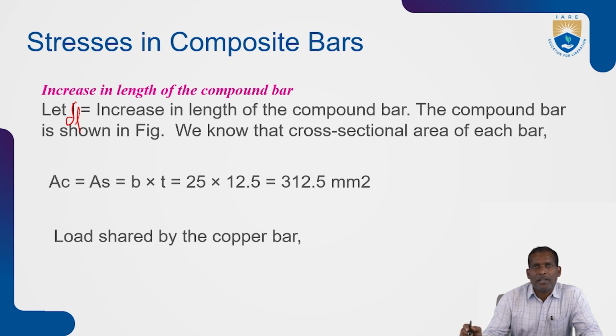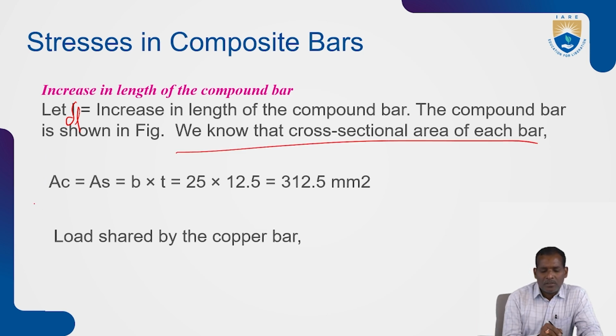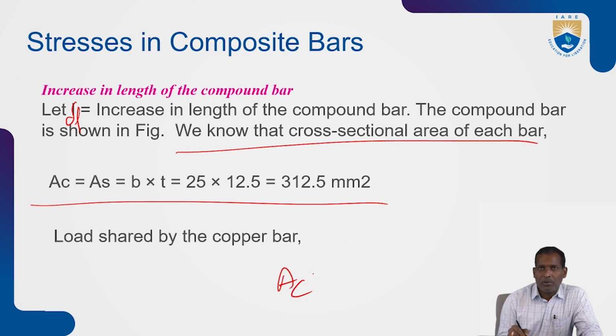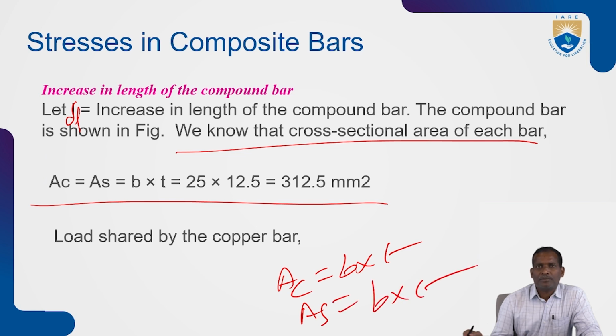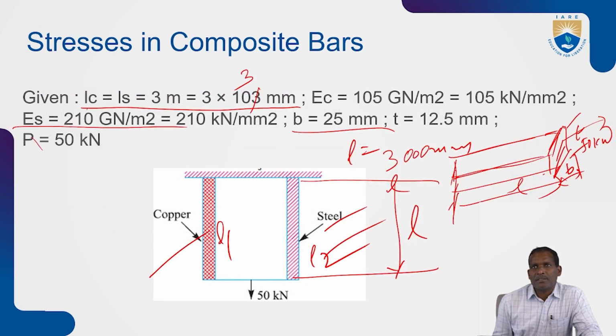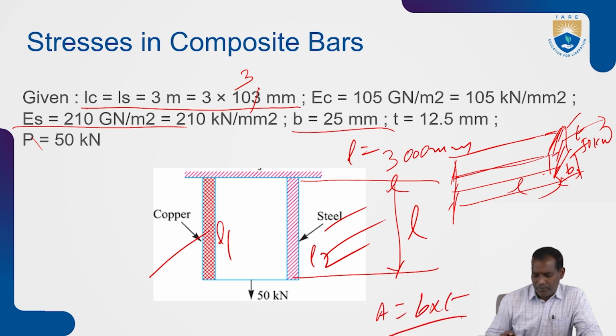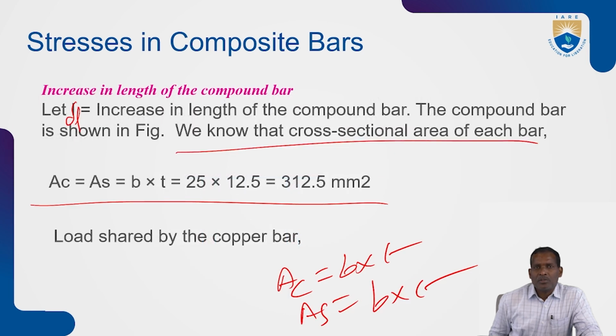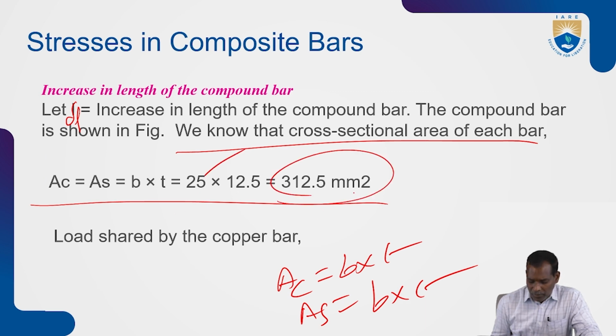The compound bar is shown in the figure, and you know the cross-sectional area of each bar: the copper bar is B into T, the steel bar is B into T, breadth and thickness. For a rectangular bar, the area is B into T. So calculate this area, B is 25 and T is 12.5 mm, to get the area in mm square.